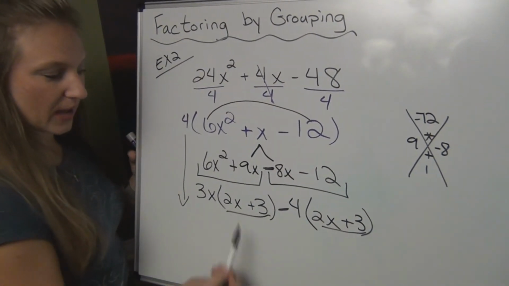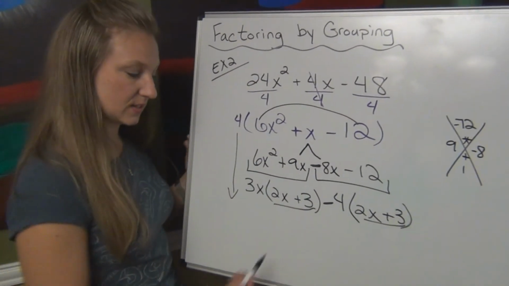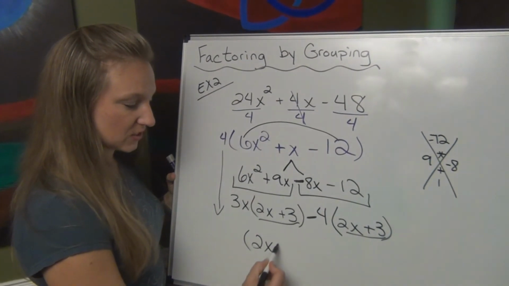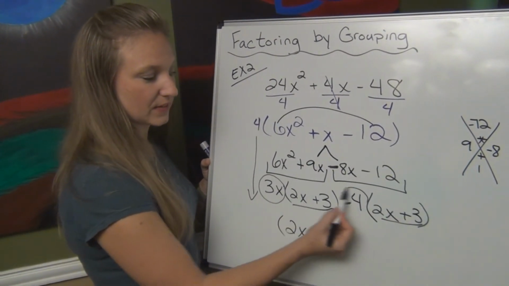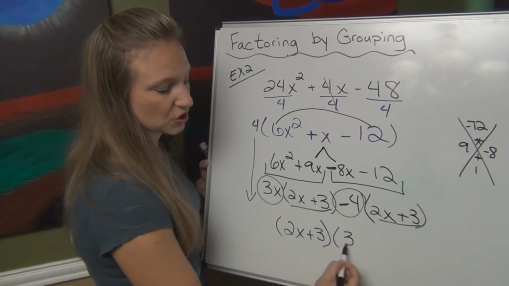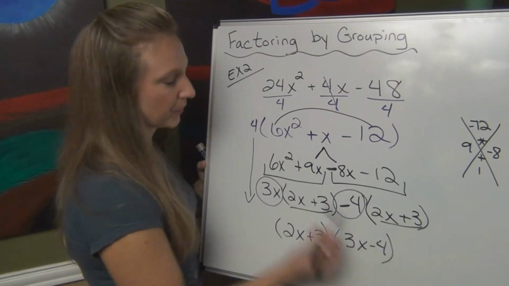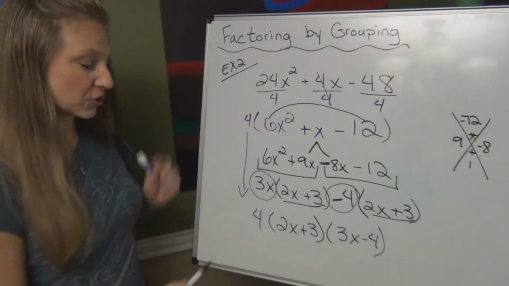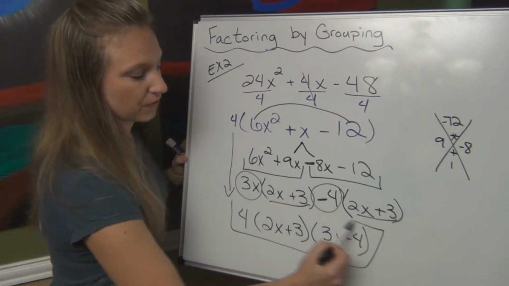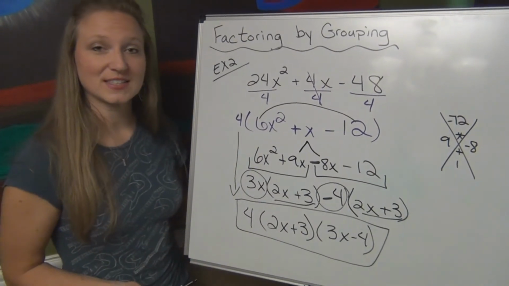Notice that helped our factors be the same in the parentheses. So one of my factors is 2x plus 3. My other factor is what is going to be left outside the parentheses, which is 3x minus 4. Don't forget to count your GCF as part of your factors. If it asks for a factored form of the polynomial, this is what they're looking for.